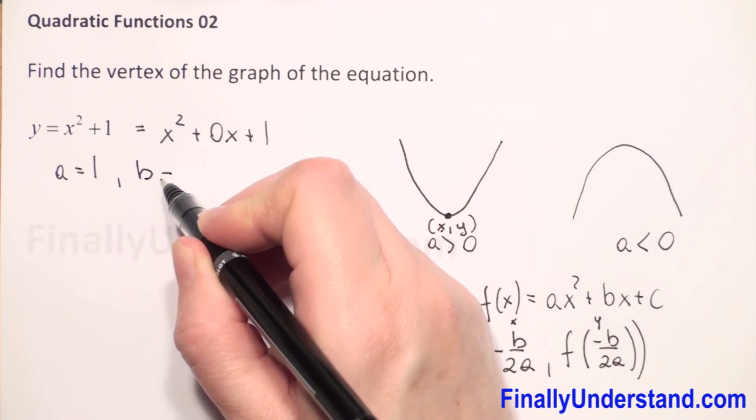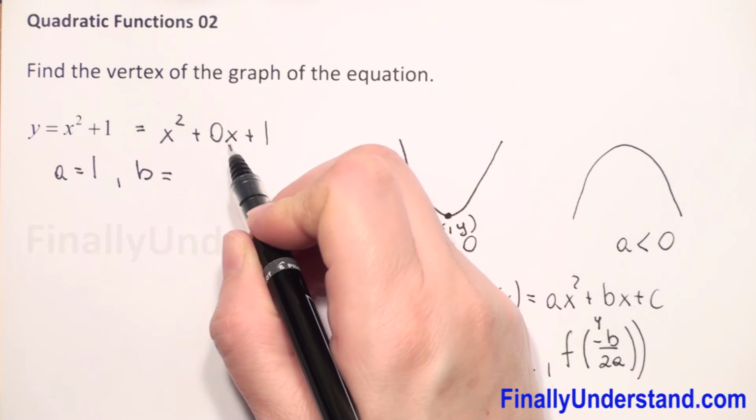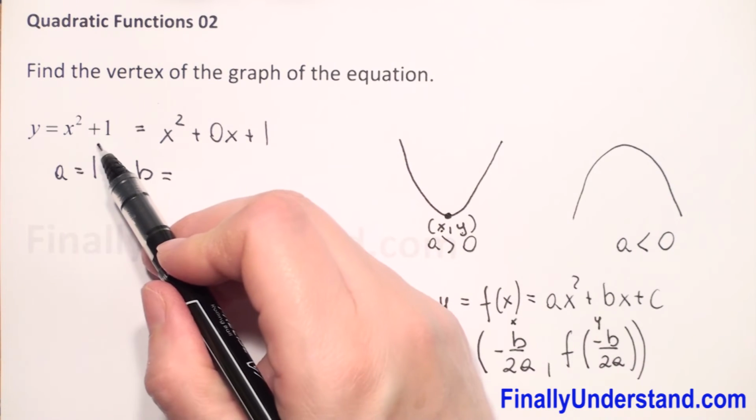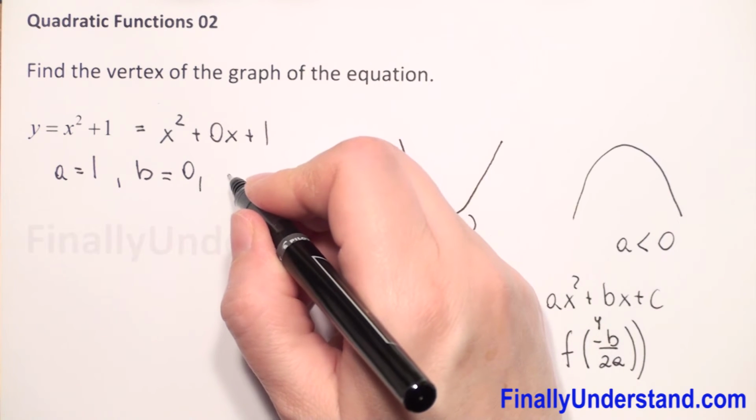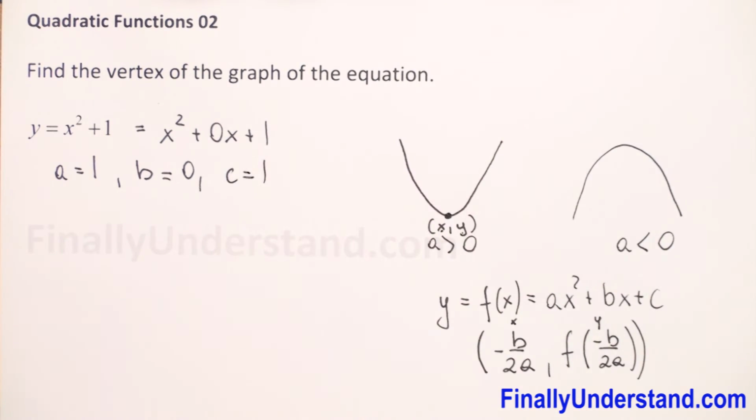Next, b is the coefficient before x. Like I said before, because we don't have x here, it means that b is equal to 0. And the constant is our c. So now we need to calculate the x coordinate and the y coordinate.